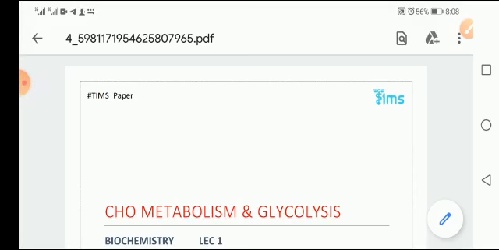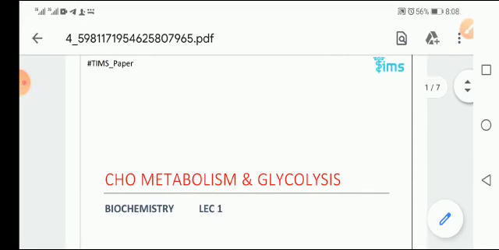We are going to study carbohydrate metabolism. We study carbohydrate metabolism because we break down or metabolize these carbohydrates into ATP. This ATP is used in the energy requiring processes throughout the body. So carbohydrates are the main source of energy. That's why we study carbohydrate metabolism.